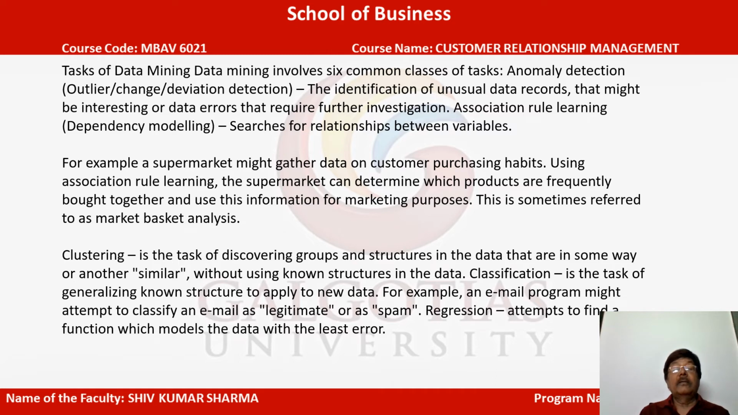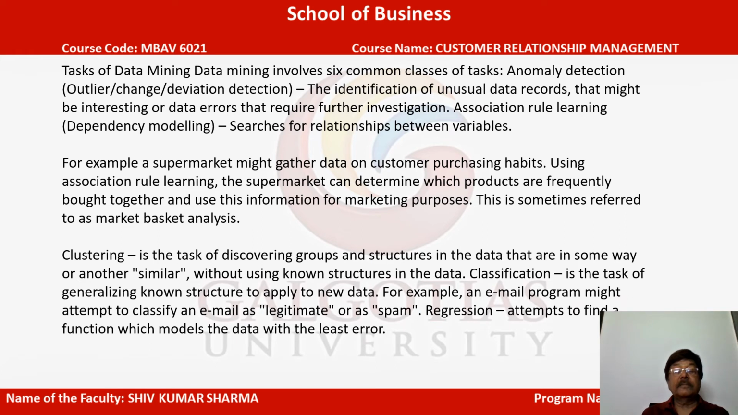The task of data mining involves 6 common classes of tasks. Anomaly detection is to identify unusual data records that might be interesting or data errors that require further investigation. Then it searches for relationships between variables. It is dependency modeling. Clustering. Clustering is the task of discovering groups and structures in the data that are in some way or another similar, without using known structures in the data.